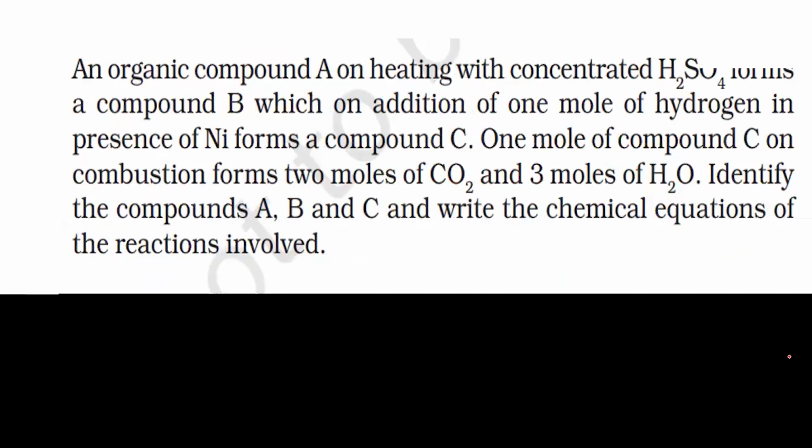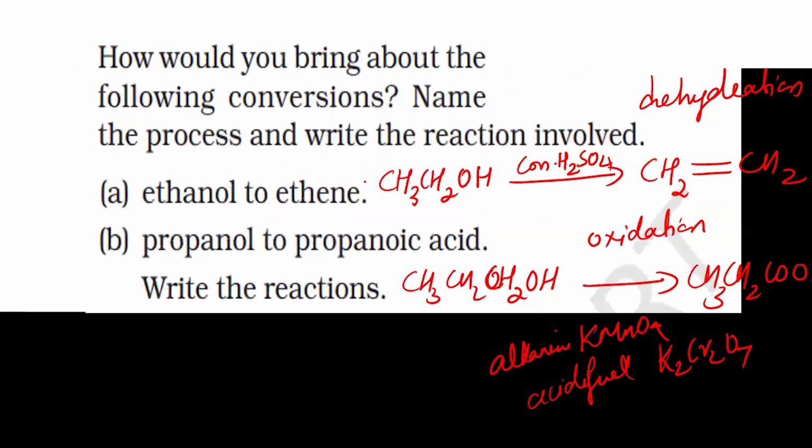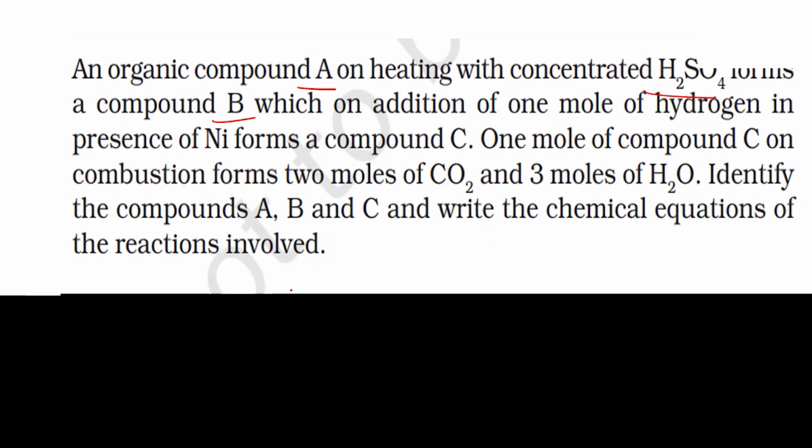Very important. Next: an organic compound A on heating with concentrated sulfuric acid forms a compound B. On addition of 1 mole of hydrogen in the presence of nickel, it forms a compound C. We have discussed which organic compound will be converted in the presence of concentrated sulfuric acid. Okay, it will be an alcohol first. Then what is happening? Yes, addition of 1 mole of hydrogen in the presence of nickel. So that will be an addition reaction, followed by a combustion reaction written here.